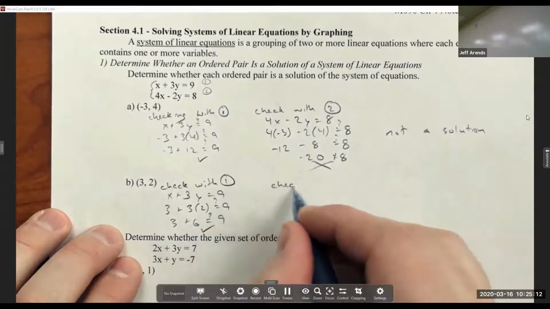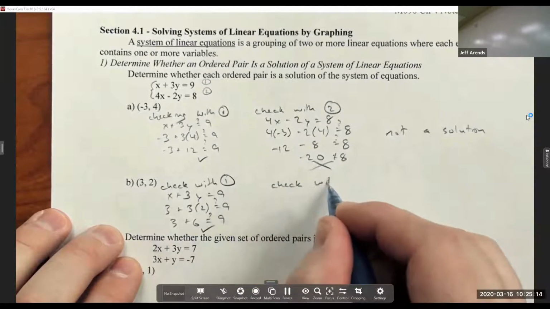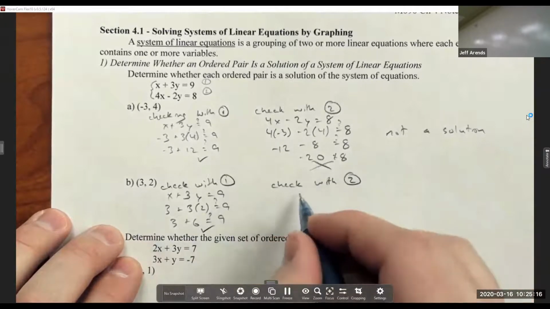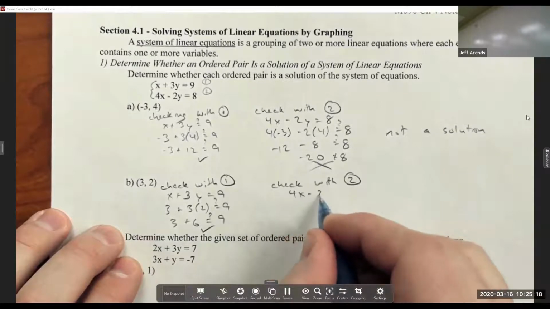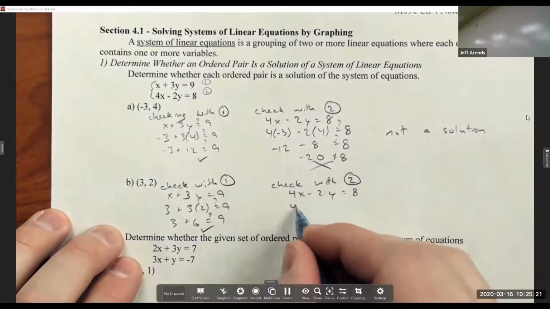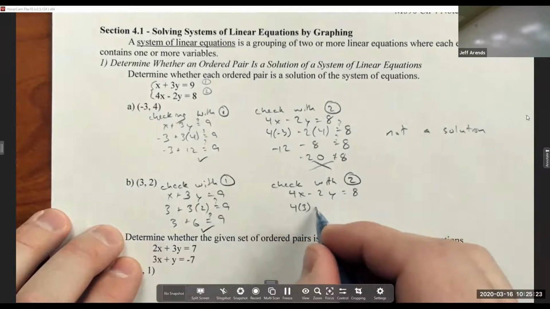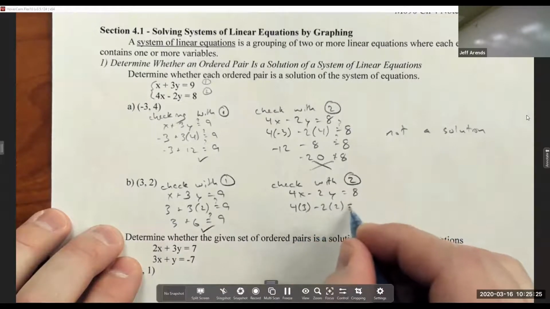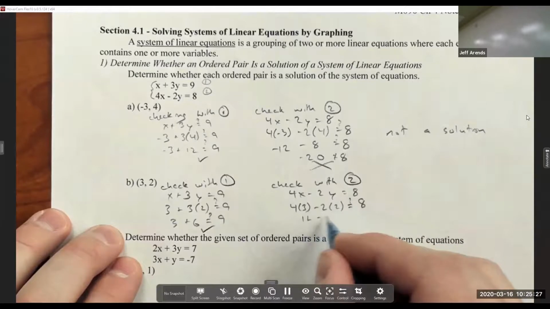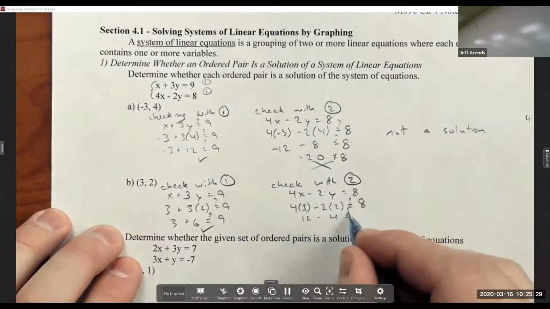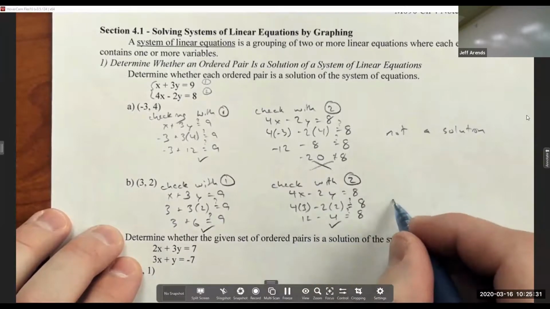And let's check with the second equation. We get 4x - 2y = 8 becomes 4(3) - 2(2) = 8? That's 12 - 4 = 8. That one's true. So this is a solution.